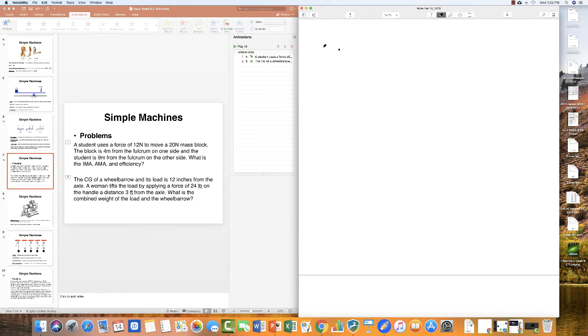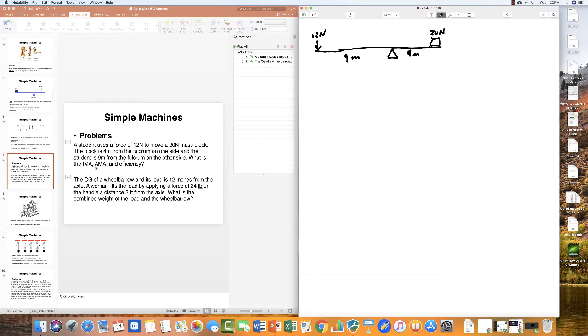So I always recommend drawing a picture, so you have a lever with a fulcrum, and the block is on this side, and we'll say that it's 4 meters from the fulcrum, and the effort is on this side, and it's 9 meters from the fulcrum. The effort is said to be 12 newtons, and the block is 20 newtons.